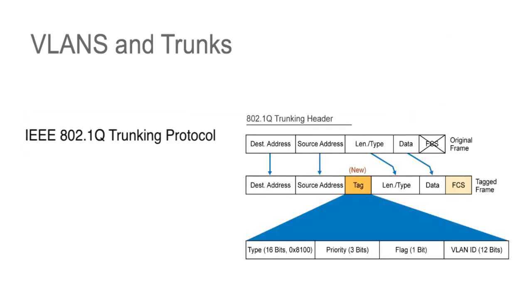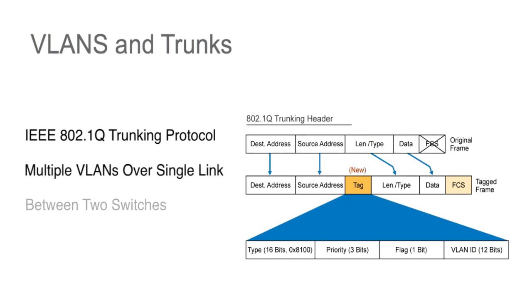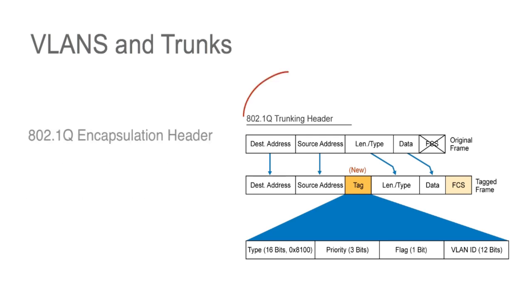Cisco switches use the IEEE 802.1Q trunking protocol to implement the trunking of multiple VLANs across a single connection between two switches. When Ethernet frames are placed on a trunk, they need additional information about the VLANs to which they belong. They get this information by using the 802.1Q encapsulation header.